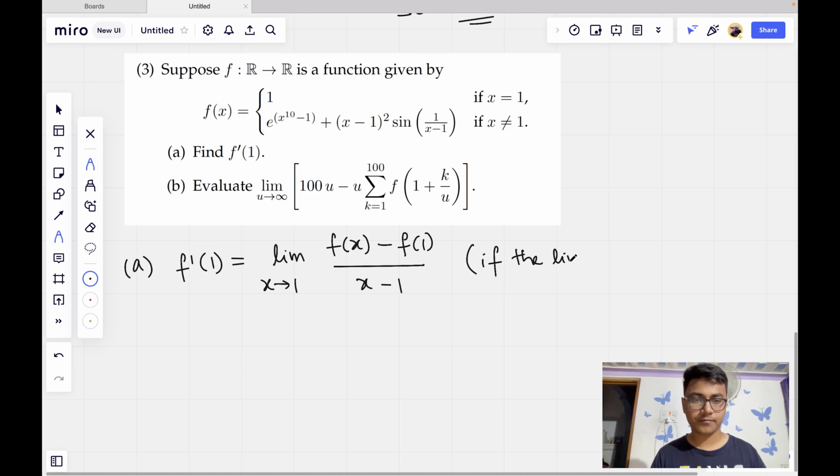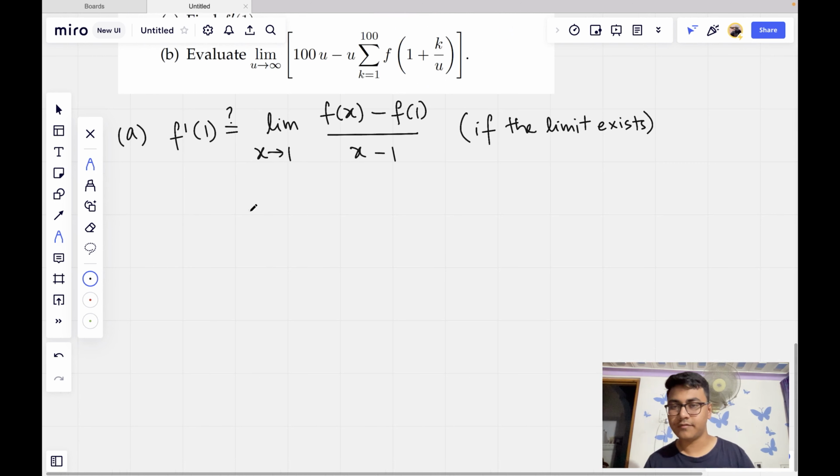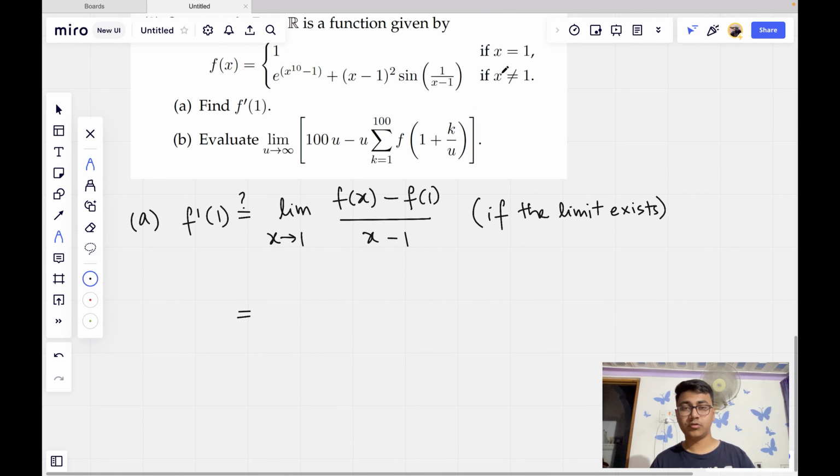the limit exists. So I will also put a small question mark here. So if this limit exists, then I can say that the value of this limit is equal to f dash 1. So for now, we will focus on this limit. We'll calculate this. Since x is tending to 1, x is not equal to 1. Since x is not equal to 1, we can just use this expression.